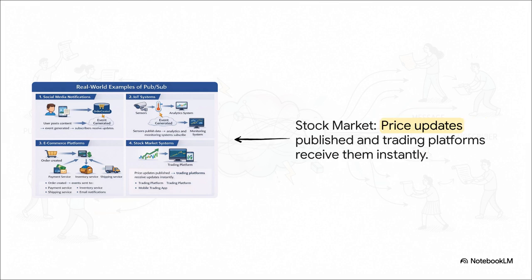And think about this stock market, where every millisecond counts. A price for a stock changes, that's a published event. And instantly, that update is delivered to thousands of different trading platforms, news tickers, and apps on people's phones. It's the same powerful pattern, just moving at the speed of light.